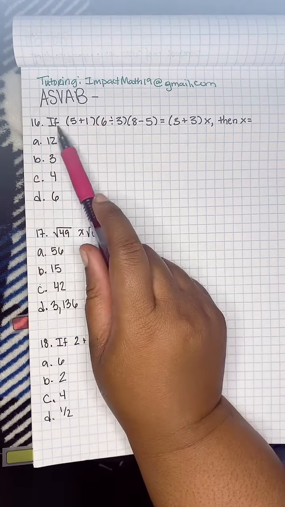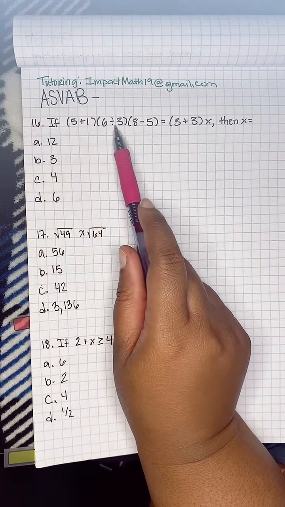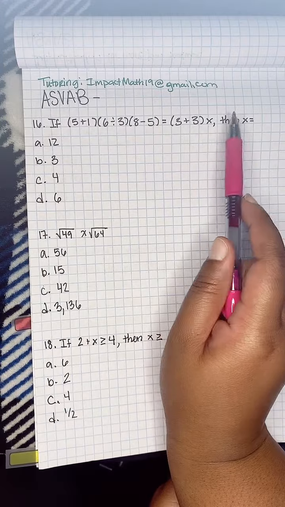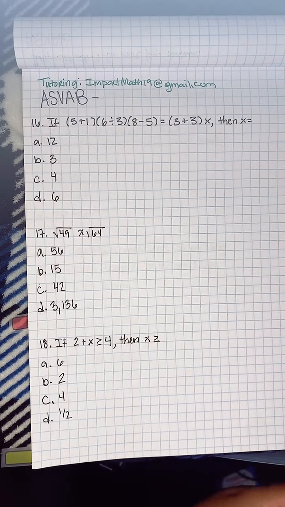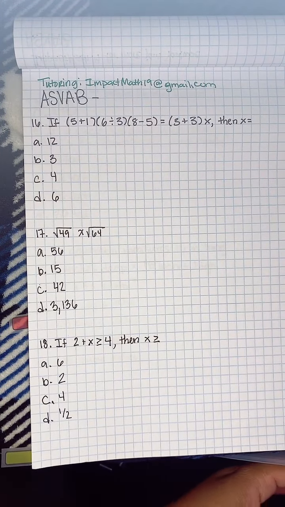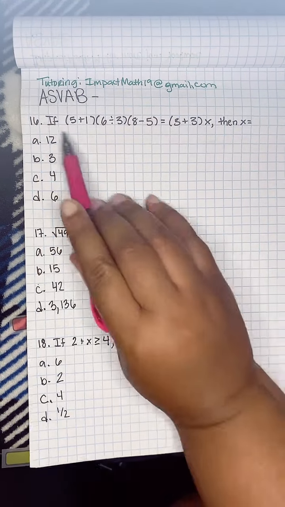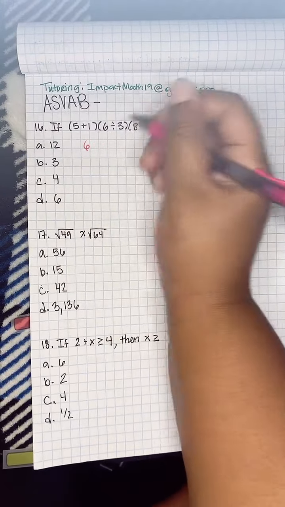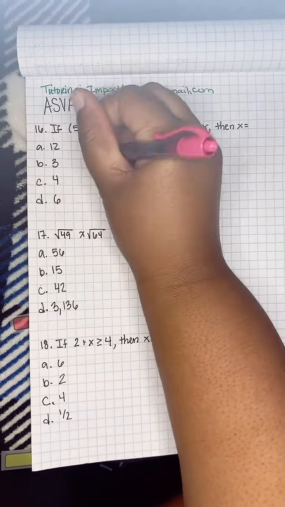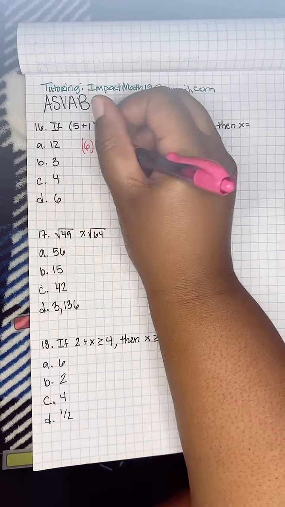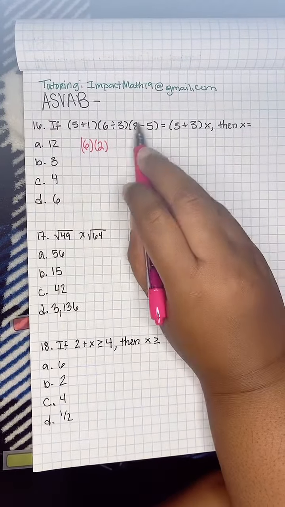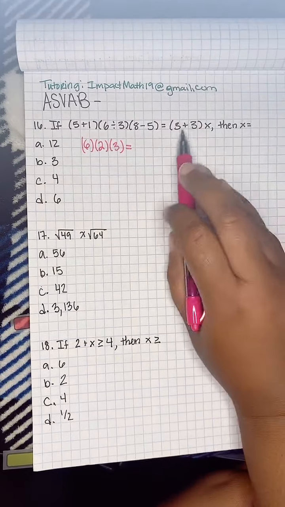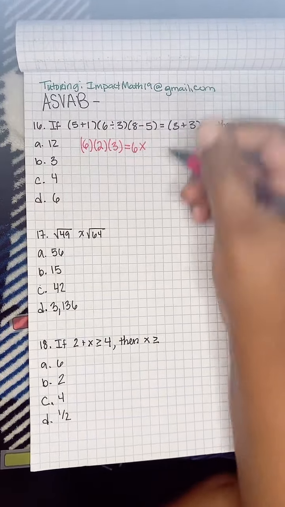All right, 16. If 5 plus 1, 6 divided by 3, 8 minus 5 equals 3 plus 3x, then x equals what? Okay, so let's start. We're going to start here. 5 plus 1 is 6. 6 divided by 3 is 2. And 8 minus 5 is 3. Equals 3 plus 3 is 6x.